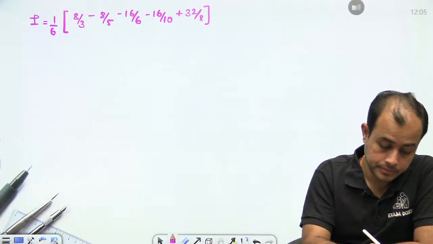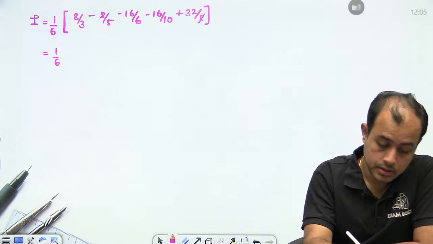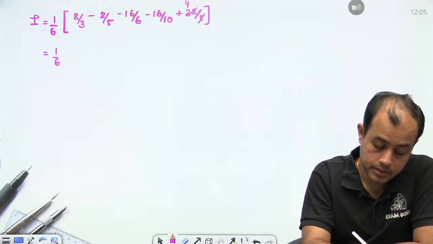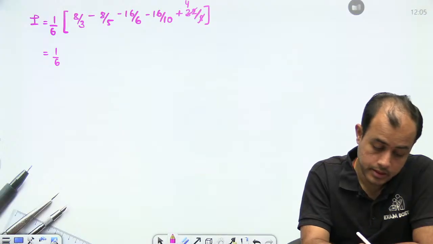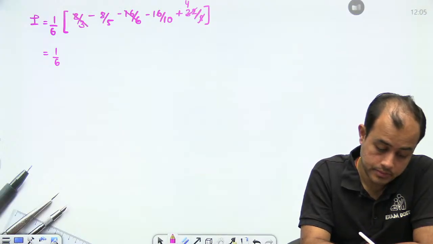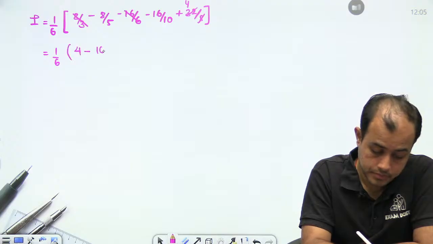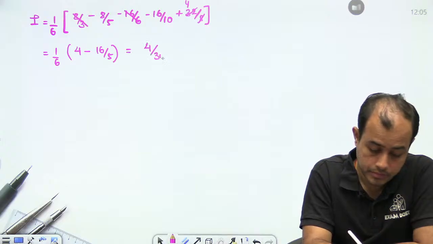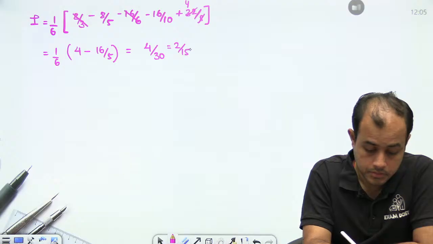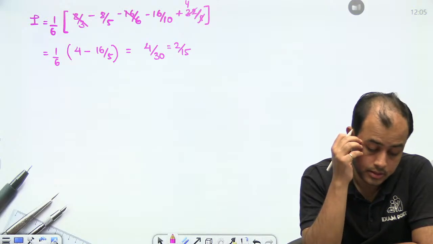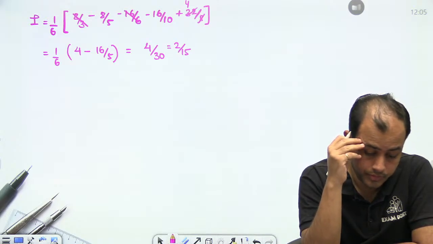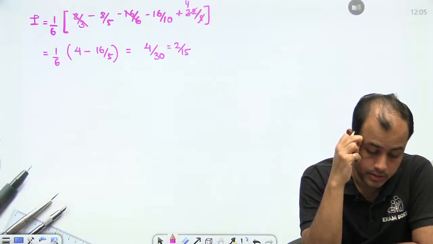Now, this will be 4, okay, 8/5, 8/5, 16/5 by 3. This will get cancelled. 24/5, 2/15, 1/15 तो है ऑप्शन। 24/5, 8/5, 8/5 is 16/5.